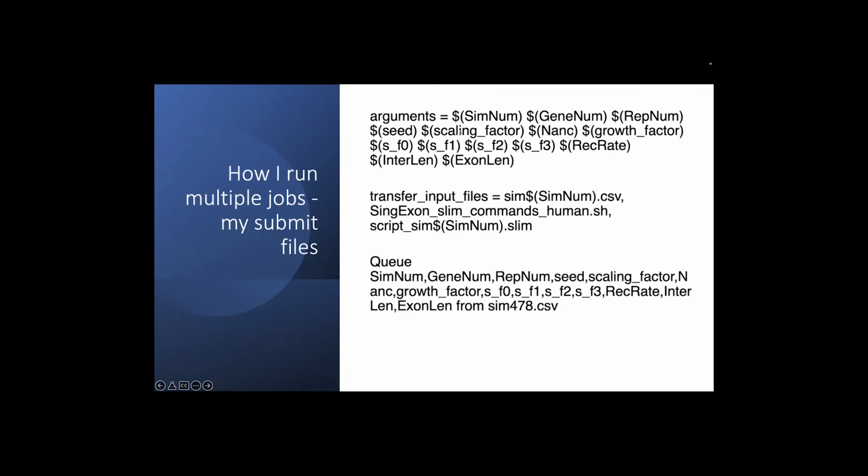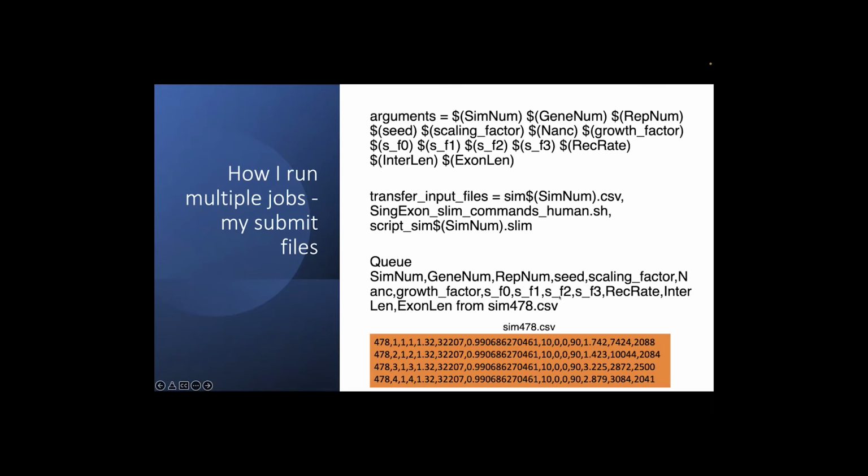And so I have these arguments set up that I just queue from a file, and it's a file that is specific to that simulation number. So let's say simulation 478. It's a .csv file that looks something like this, where for that file, you just have all of these parameters, and these numbers correspond to these parameters written up here. And so this actually becomes quite easy. I only need to transfer a .csv file and my script file for performing these simulations.